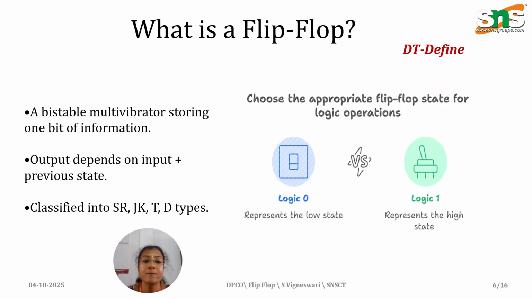So now, what is a flip-flop? A flip-flop is a bistable multivibrator, where it can store a single bit of information. A single bit of information means it could be state 0 or state 1. The output here depends upon the present input and also the previous state that was applied earlier. Flip-flops are classified into SR flip-flop, JK flip-flop, T and D flip-flop. Basically, 0 represents the logic low state and logic 1 represents the high state.